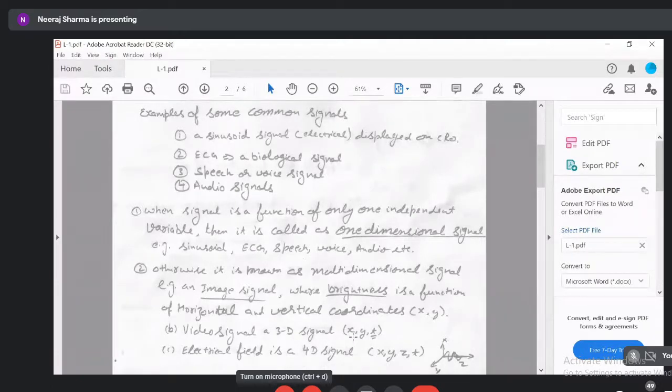Why is it a 3D signal? Because in that case, the brightness or the hue, or the contrast will depend upon x or y axis. That is the two coordinates. Beside these, the picture keeps on changing with respect to the time. So there will be a third parameter that is known as small t, right? So as the pictures keep on changing with respect to the time, video signal will become a 3D signal. Similarly, we have 4-dimensional signal also.